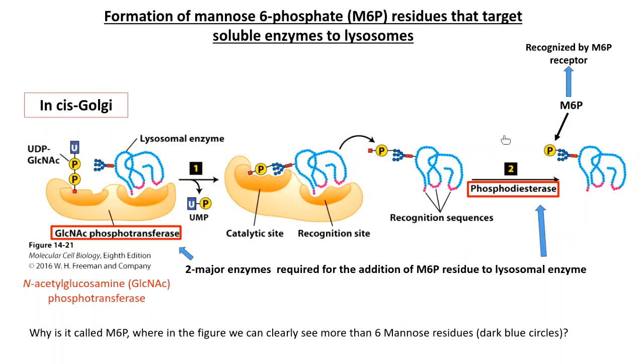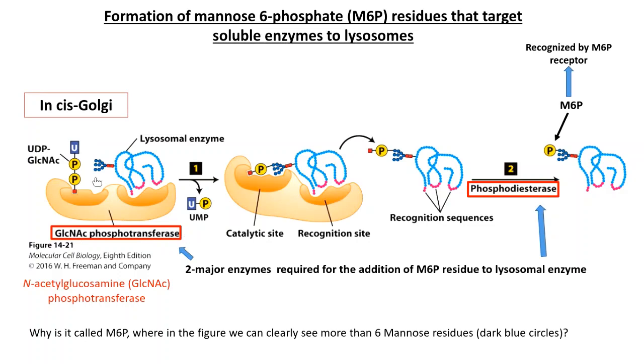So how does the whole process occur? The first thing is that we have in the cis-Golgi GlcNAc phosphotransferase. If you remember, we have already discussed this. The GlcNAc phosphotransferase, what it does, as the name suggests, is GlcNAc as well as phospho transfer.